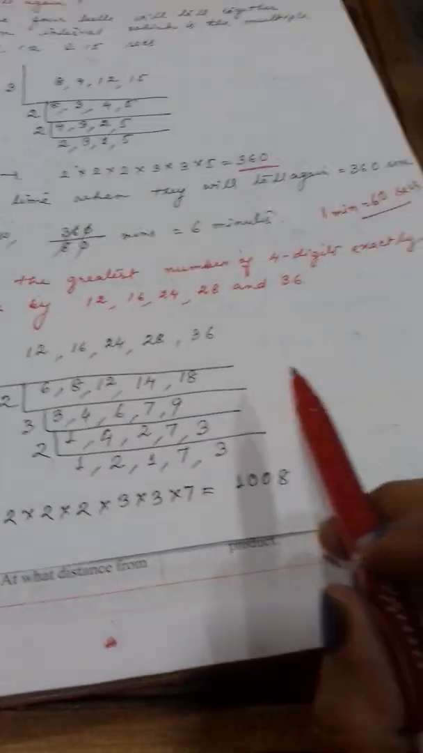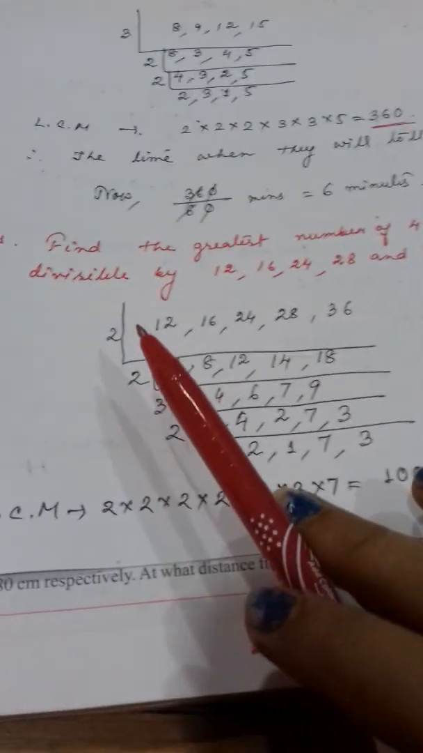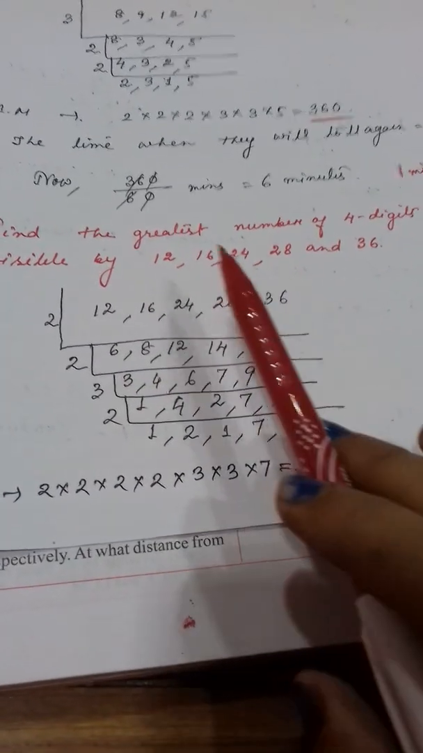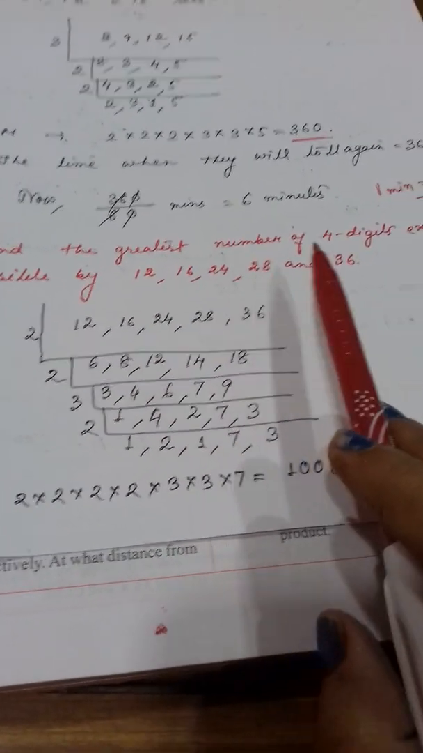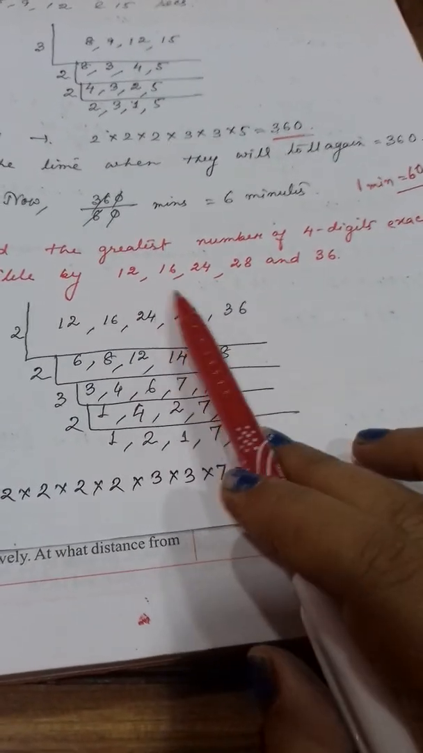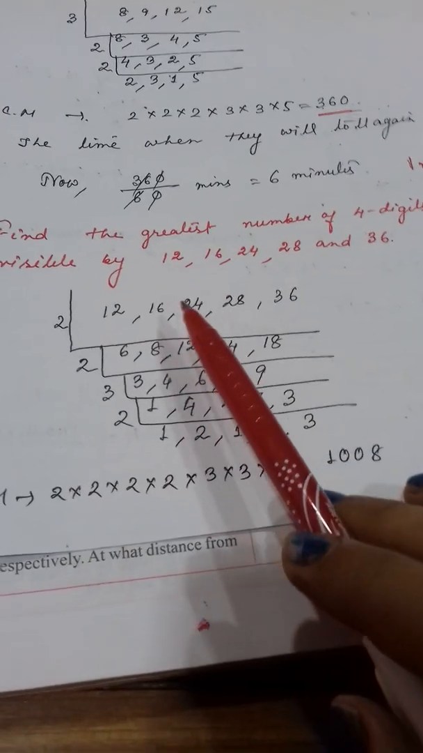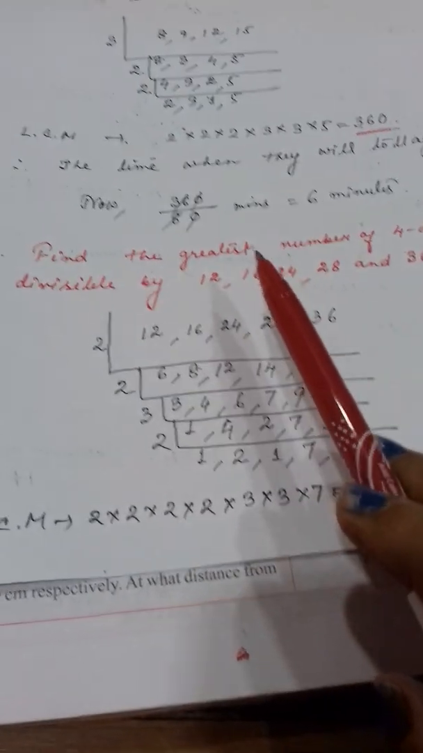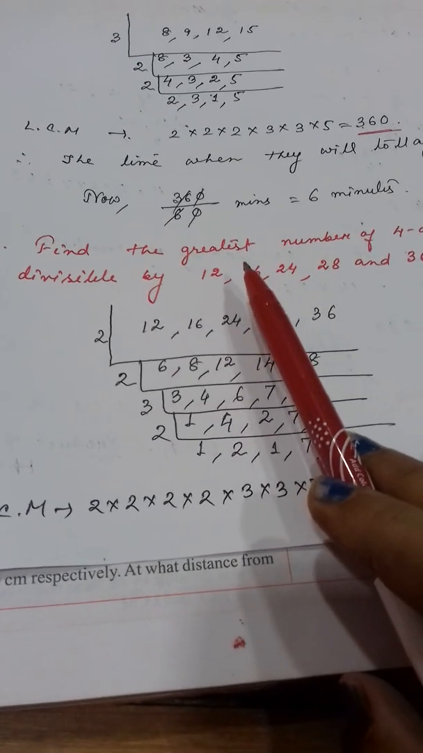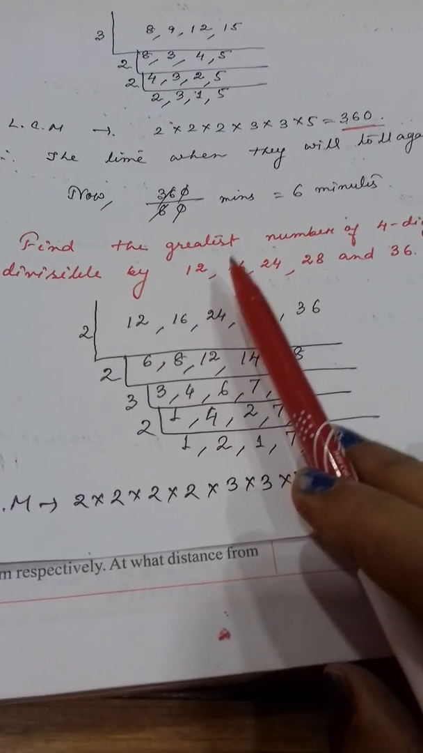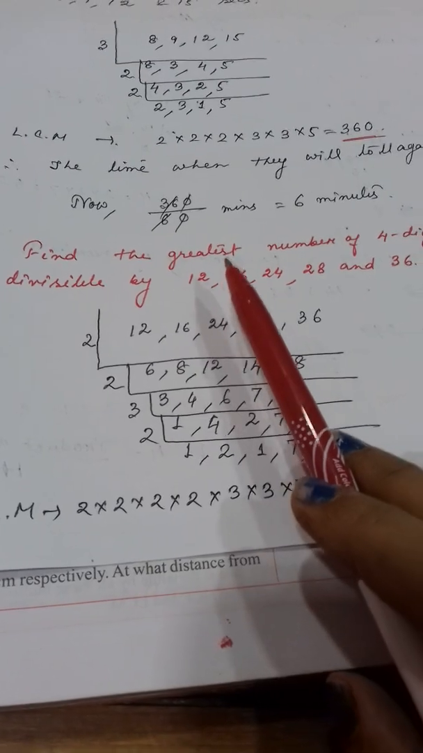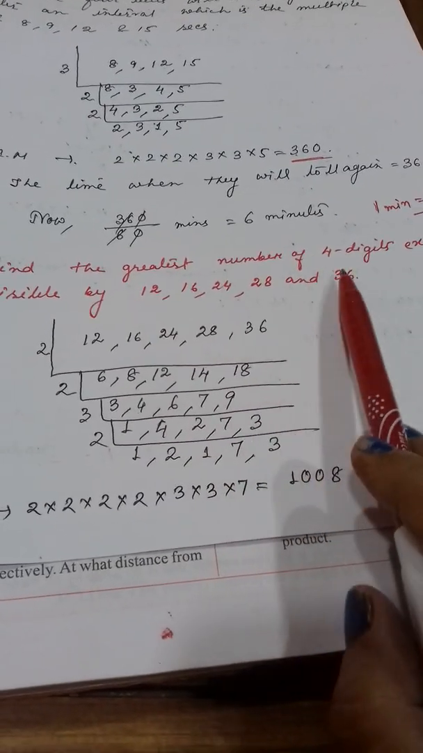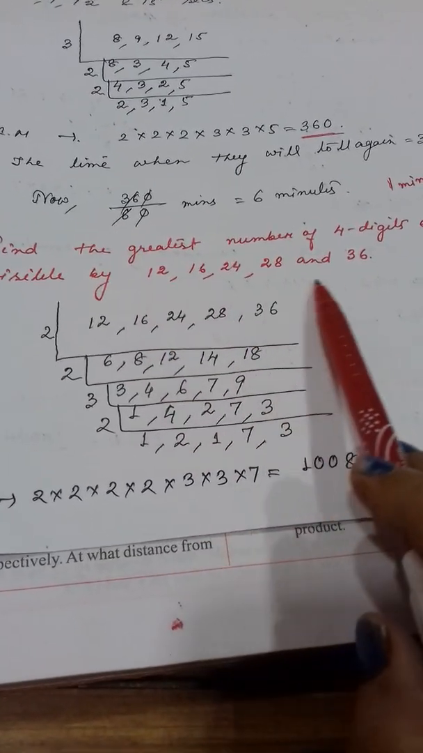Find the greatest 4-digit number exactly divisible by these. You have to find the greatest 4-digit number which is exactly divisible by them. Exact means exact division. So first, you have to find the LCM. Don't get confused, here you don't need to find the HCF. Here you have to find the greatest 4-digit number which is exactly divisible by these.